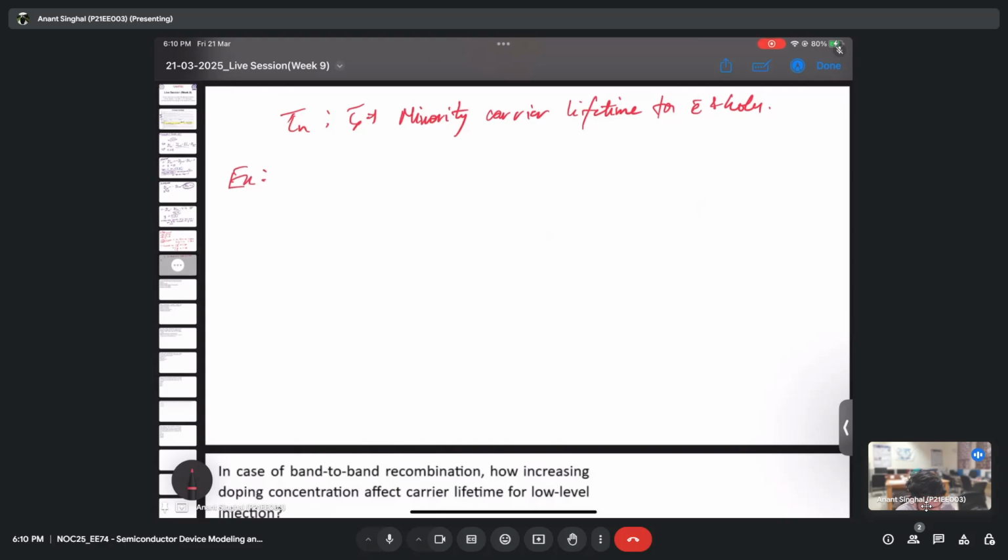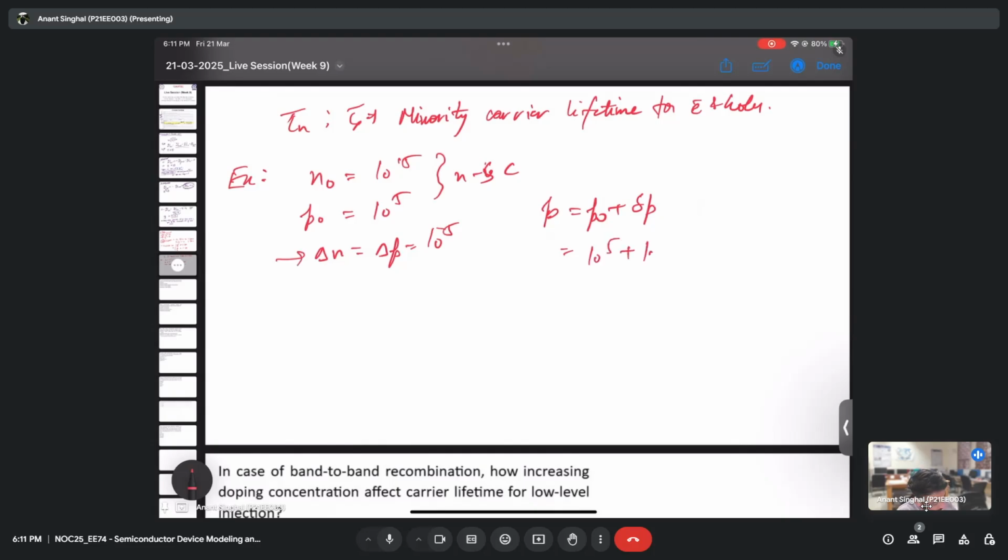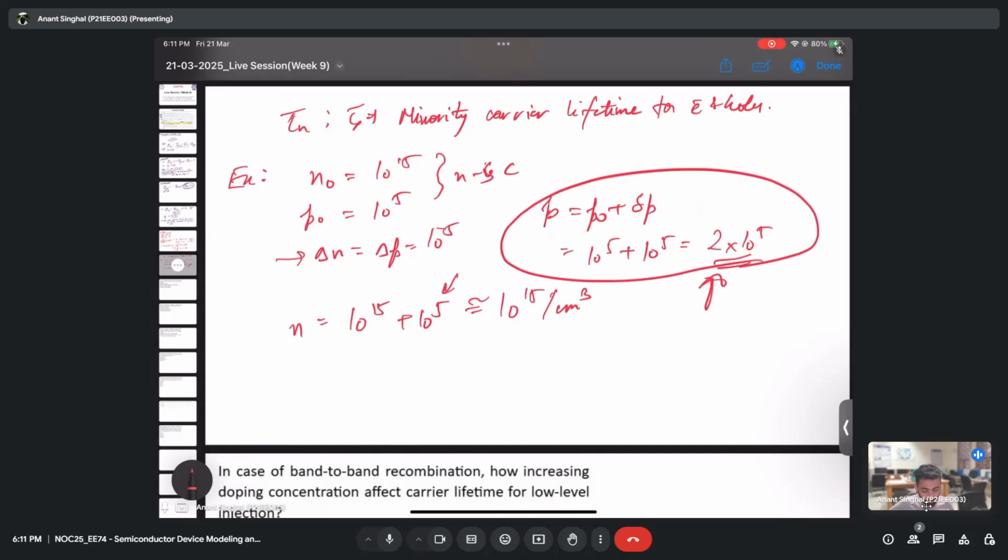What I'm trying to say is that, let's say at equilibrium we have n naught as 10 to the power 15 and p naught as, let's say, 10 to the power 5 only. So this is an n type semiconductor. So delta n is equal to delta p, the excess carriers that are being introduced. So if I try to write 10 raised to 5 plus 10 raised to 5, it becomes twice the p type concentration. But if I do the same for n type, that is if I try to calculate n, it remains the same because 10 to the 5 is negligible compared to this. So it is approximately 10 to the 15 per centimeter cube only. So that is why we focus on the minority carrier concentration. So in n type we have the minority carriers.